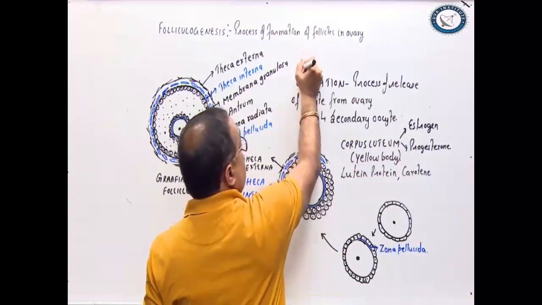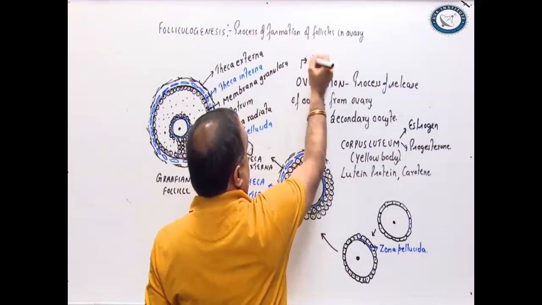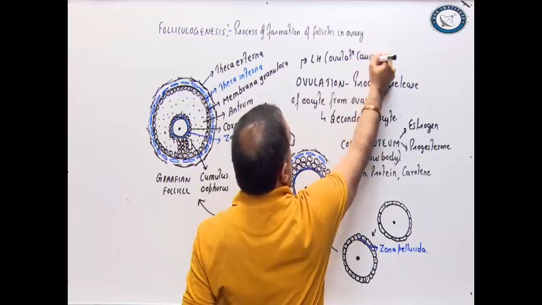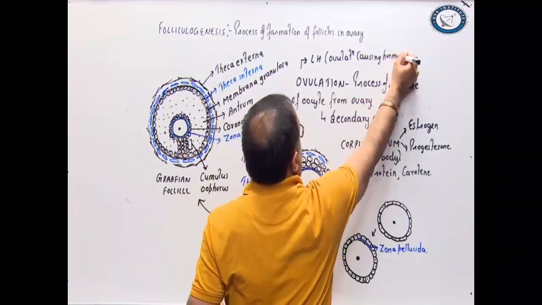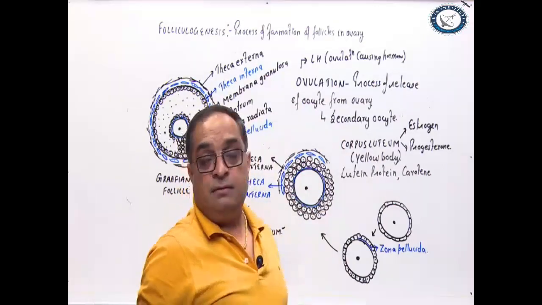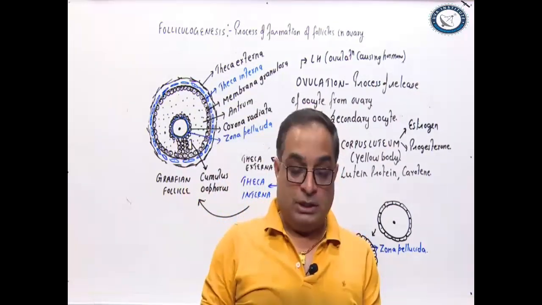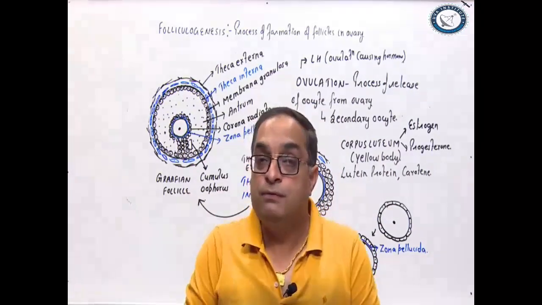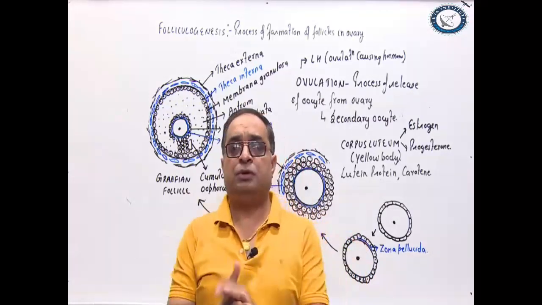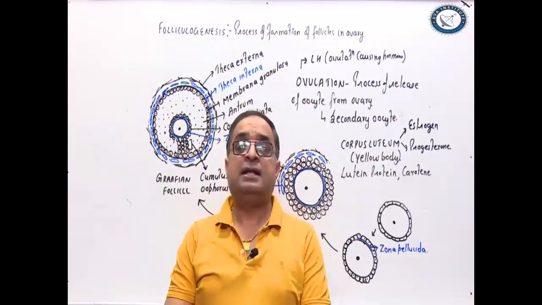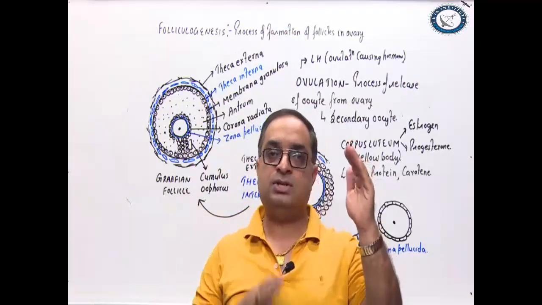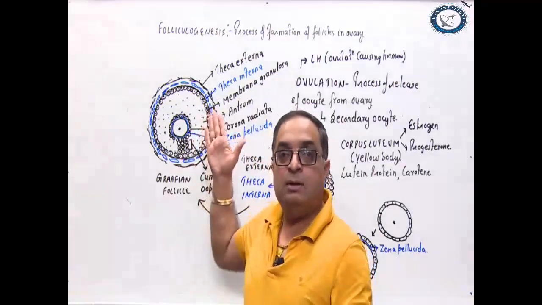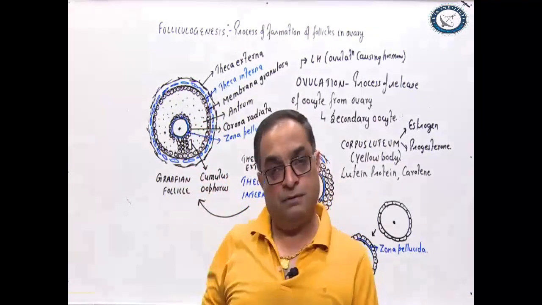Which hormone causes ovulation? Remember, it is LH, luteinizing hormone. It is the ovulation causing hormone. That we'll discuss in detail when we discuss the female reproductive cycle. So that was in brief about folliculogenesis, the process of formation of the follicles in the ovary. Ovaries are formed during 11th to 12th week of pregnancy. They are intra-abdominal structures. They have a cortex region and a medulla region. The different development stages of follicle are what? Primordial, primary, secondary, tertiary and Graafian follicle.